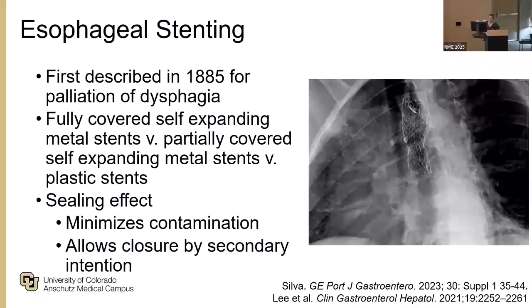So esophageal stenting was first described in the 1880s for the palliation of malignant dysphagia. The first stent was actually made of boxwood and silver and was successfully placed in 1885 for malignant dysphagia. Stenting can be performed with stents of a variety of different materials, including fully covered self-expanding metal stents, partially covered self-expanding metal stents, and plastic stents for the purpose of esophageal defects. And it's thought to work through a sealing effect, by sealing off the defect, which minimizes contamination and allows that area to heal by secondary intention.